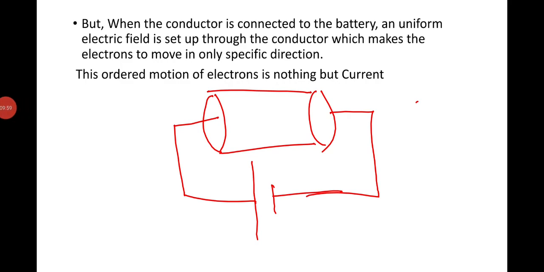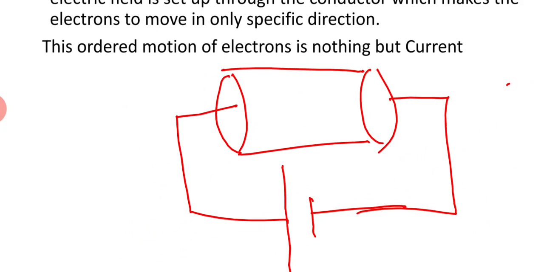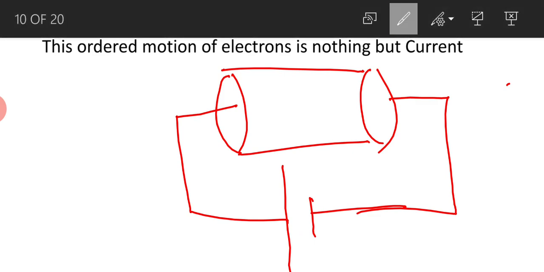But when the conductor is connected to the battery, a uniform electric field is set up throughout the conductor, which makes the electrons move only in a specified direction. When we are connecting it to the battery, it means on one side we are creating a positive terminal, and on the other side we are creating a negative terminal. So one side is positively charged and the other side is negatively charged.